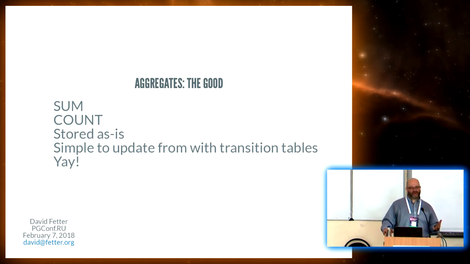For aggregates, I've divided them into three types. There's the good. These are aggregates like sum and count. These are stored as is. There's nothing extra special that you have to do. And what's really nice is that they're simple to update with transition tables, precisely because you can incrementally update them as you go along. For a sum, you look at the transition tables and see how the sum changed, and you change it. A count, you do the same thing. That's your happy place, and that's relatively straightforward to do.